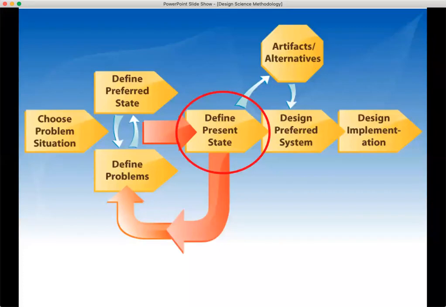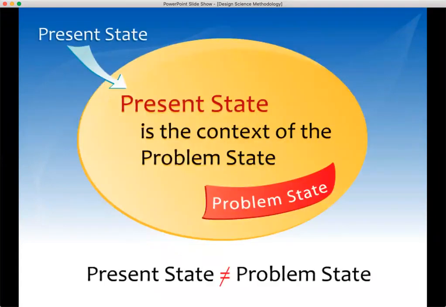It can be an instructive template for formulating the preferred state for a local community or a country, as well as a specific problem. So defining the preferred state is really a key aspect of all of this. Along with the preferred state, the present state contains the problem state. The present state is not the problem, but the problem is built within the system of the current world.